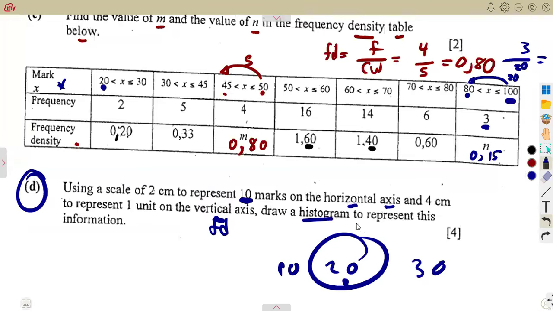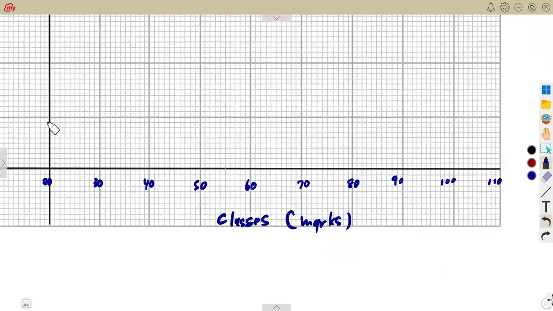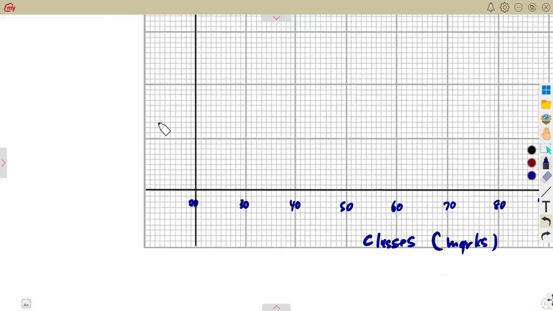For the frequency density, they are saying 4 centimeters represents 1 unit on the vertical. Remember, 2 centimeters is one box, but they are saying 4, meaning we cover 2 boxes. So on our frequency density axis, 4 centimeters represents 1 unit. It's 0 like this, and after 4 centimeters, that's where we have 1.